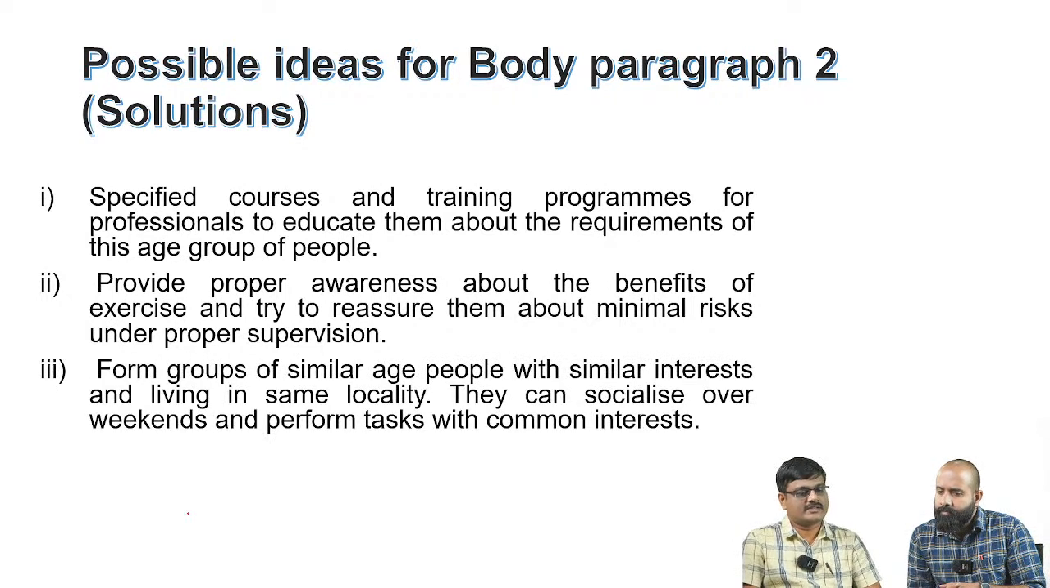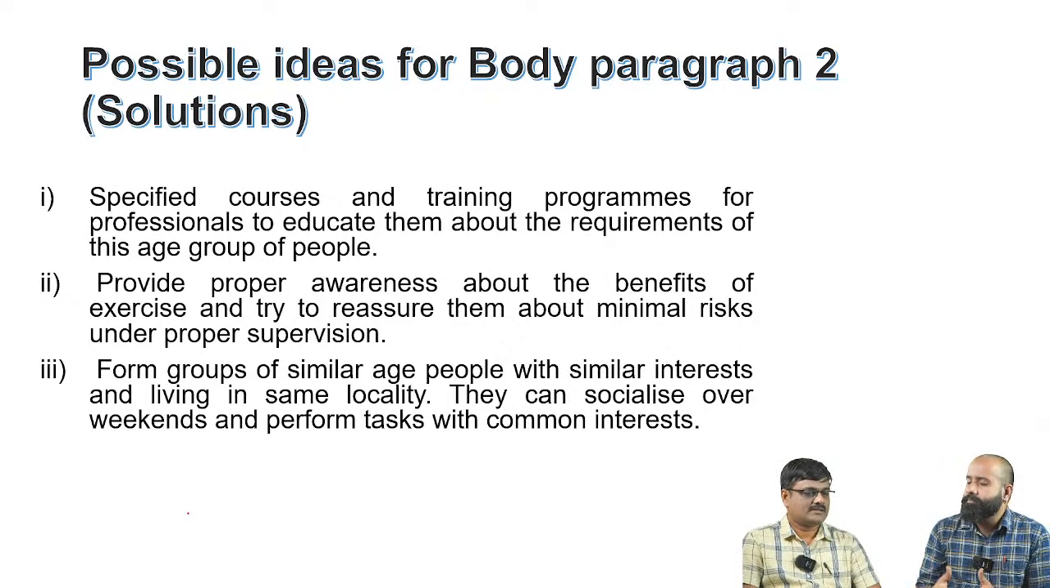Now the third one. Form groups of similar age people with similar interests, who are preferably living in the same locality. So the problem of not having a peer group is solved then. So, socializing basically. They can socialize over weekends and perform tasks with common interests, like maybe go for a nature trail in a park, or form a laughter club. Going out for a walk and doing small things like playing badminton with same age group people. Laughter clubs are popping up a lot these days. You can see them randomly in any park. That's something really nice to see. It gives a positive frame of mind for everyone.